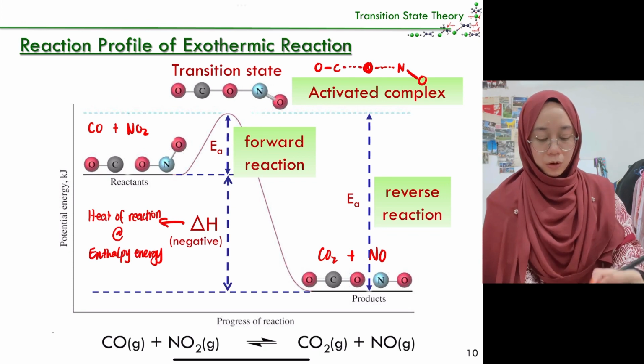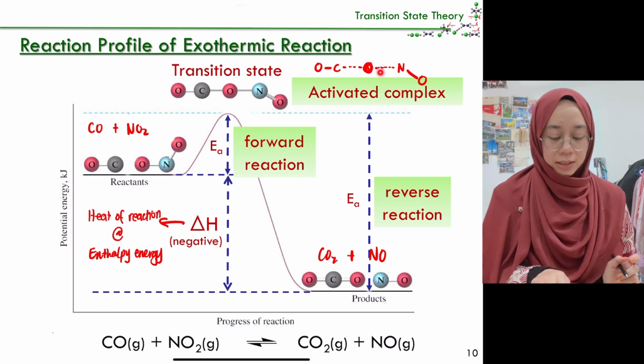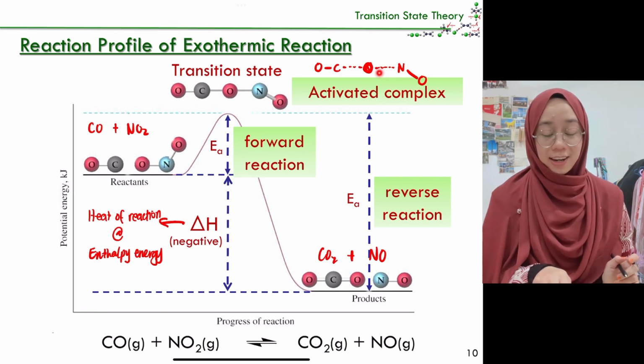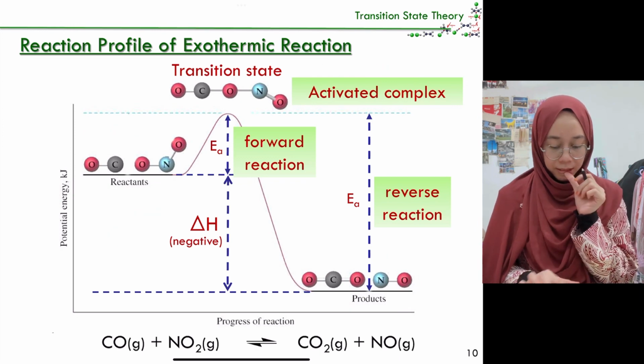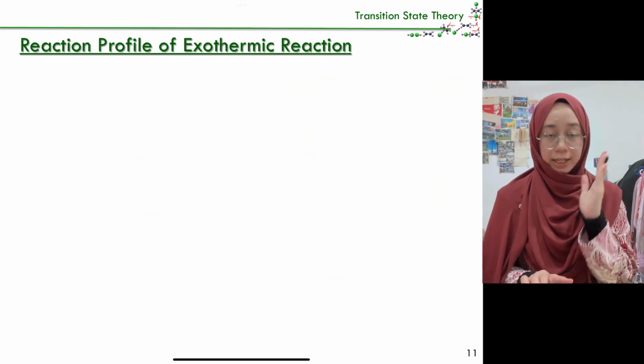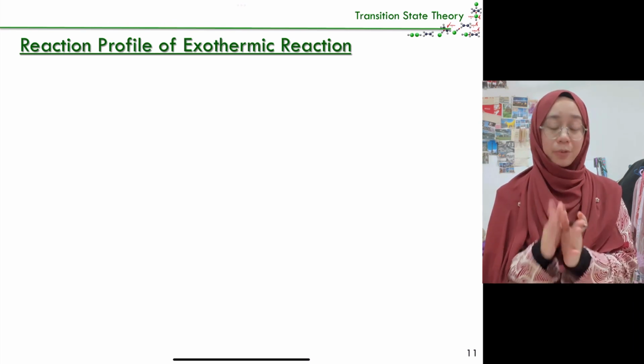Okay, so this is the new bond that is formed, and this is the bond yang akan putus later on, untuk menghasilkan the new product kat sini. Okay, so kita tengok macam mana sebenarnya nak lukis profile diagram ni, energy profile diagram.